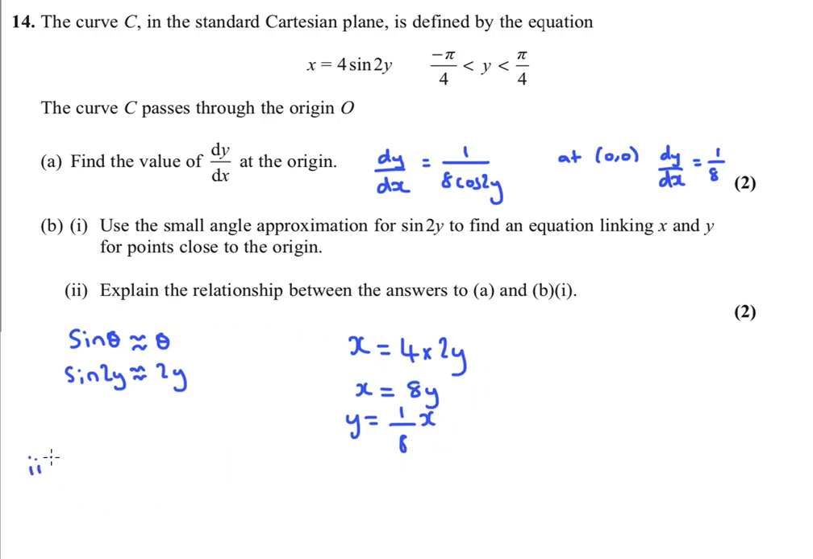Part 2 of the same question, so that's part 1. Part 2 says explain the relationship between the answers to A, which was that the gradient at the origin is an eighth, and the answer to B part 1, which is this equation here that we've got linking x and y. And you can see that the gradient value is an eighth, and the gradient of this straight line is an eighth. And what we've actually found here is the equation of the tangent line of the curve, which is what the eighth shows.